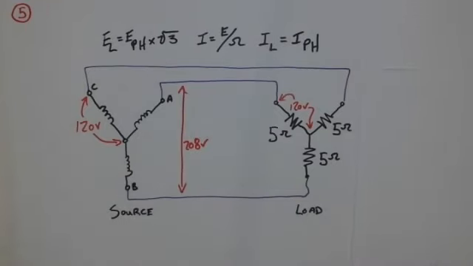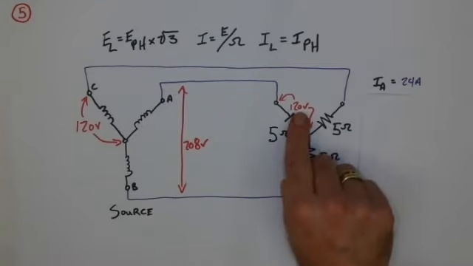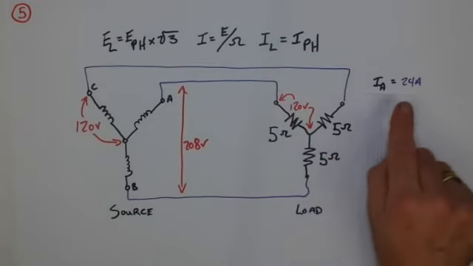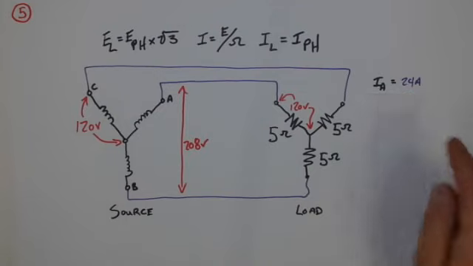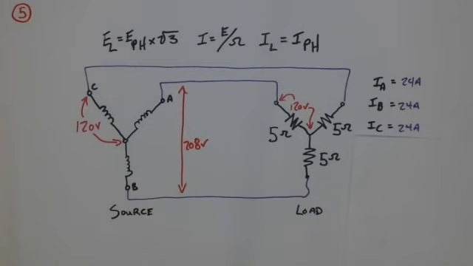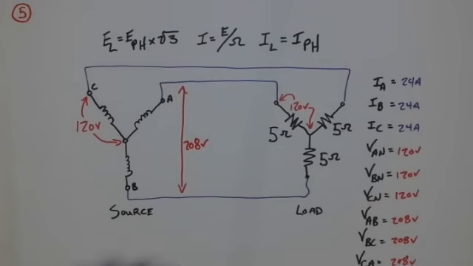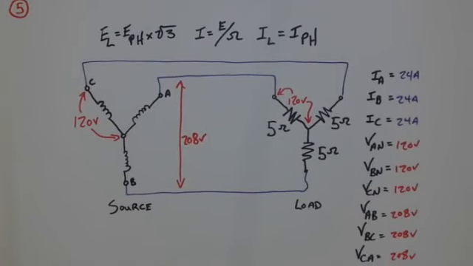Well, the current value I can calculate by simply using Ohm's law. Remember, 120 volts divided by 5 ohms gives me 24 amps. That means that yes, IA, IB and IC, the line current values, will all be identical. And as you have already figured out, the phase voltage across my load for each of the individual phases is identical at 120, and the line value for each of the 3 individual line possibilities is 208.